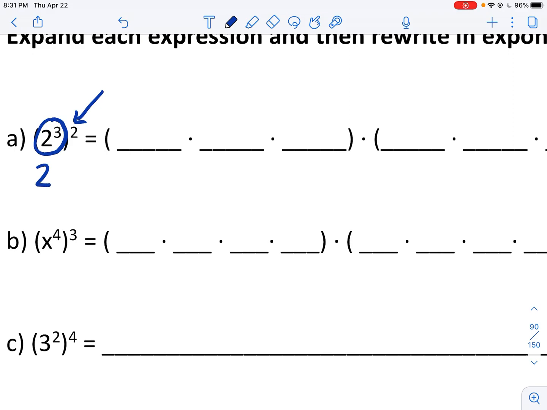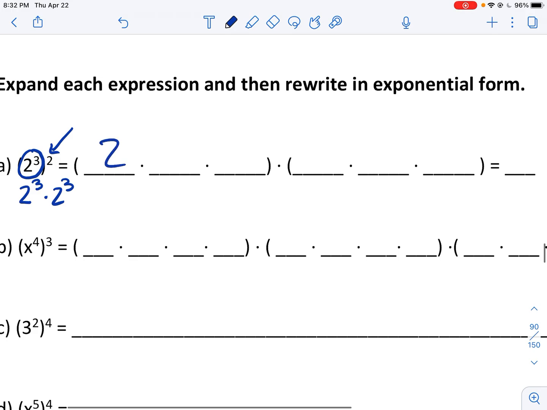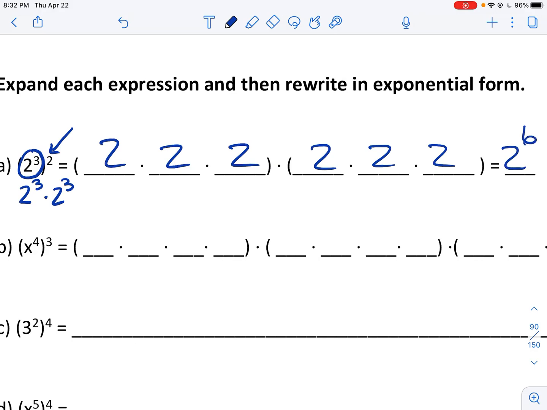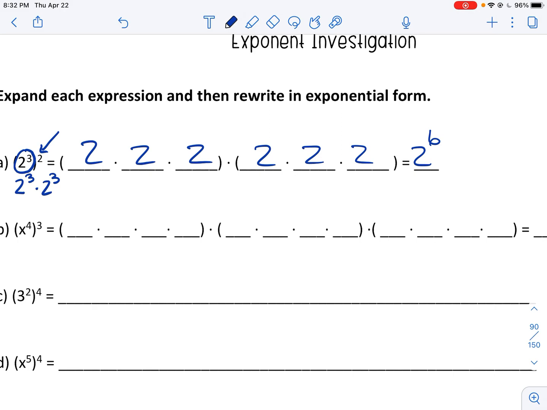So you could think of it as this saying this right here, where we're writing 2 to the third 2 different times. So I have 2 times 2 times 2, and then 2 times 2 times 2. That would get me 2 to the 6th power. This one says I have x to the 4th times x to the 4th times x to the 4th.